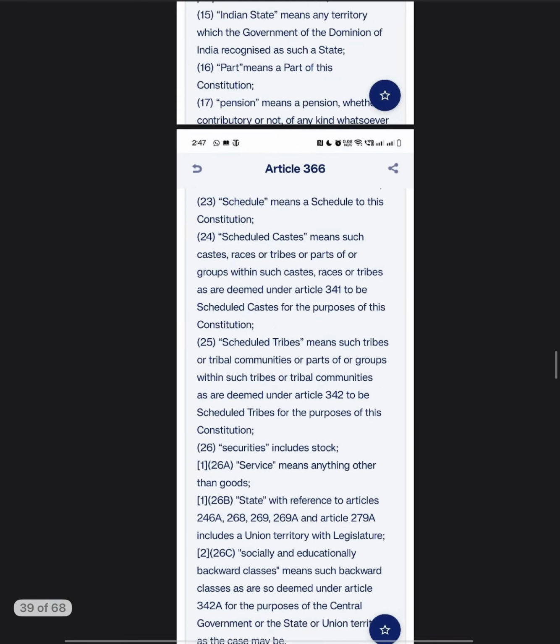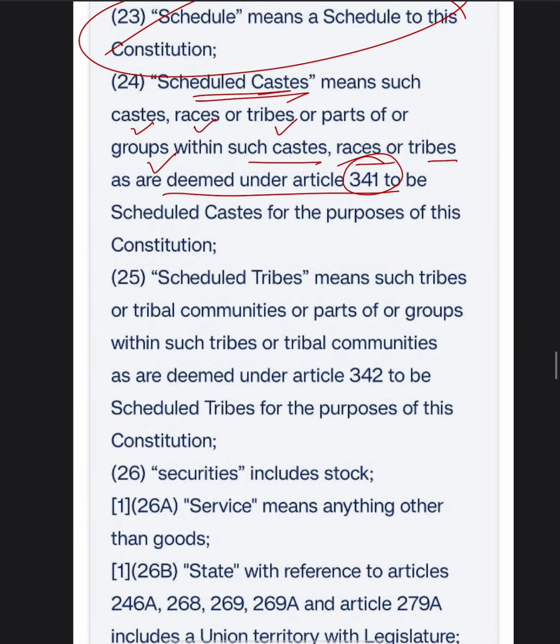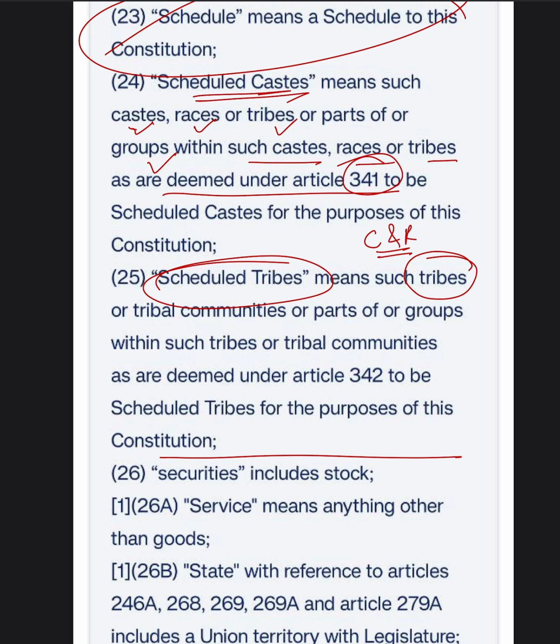Let us see. Scheduled means scheduled in the Constitution. Scheduled caste means caste, race and tribe, and part of or group within such caste, race and tribe as deemed under 341. So means designated by the president. ठीक है, तो वो होंगे जो रेस, कास्ट और ट्राइब तीनों के हो सकते हैं. But when it comes to scheduled tribe, in that only the word tribe is mentioned. The race, caste and race is not mentioned. So this understanding has been asked by UPSC, not in CSE but in another exam. That's why I have taken this.